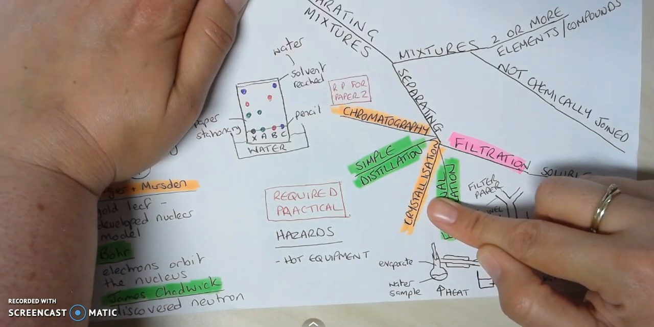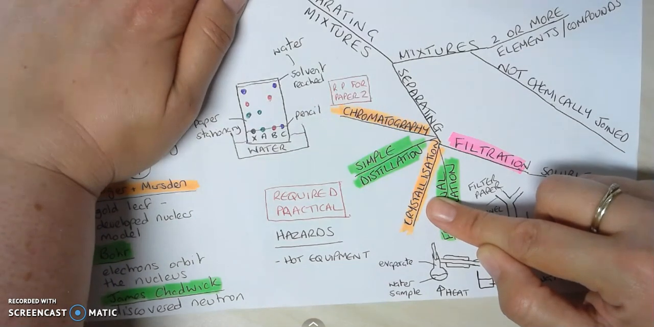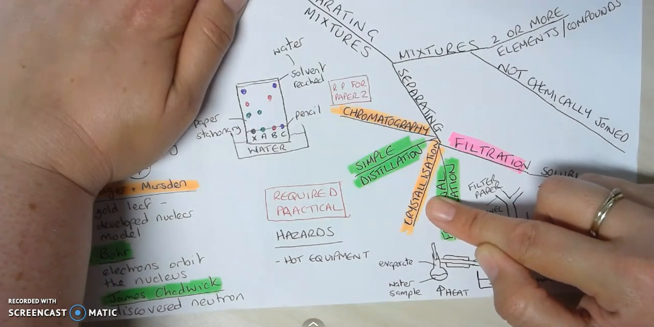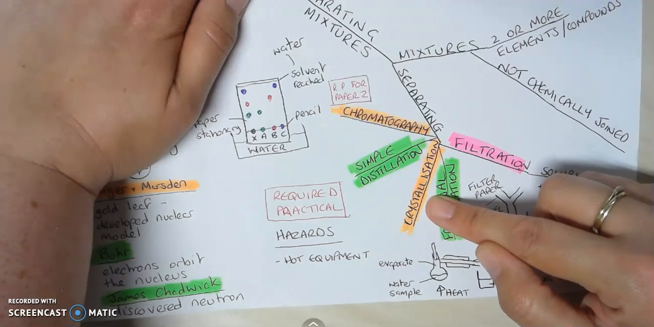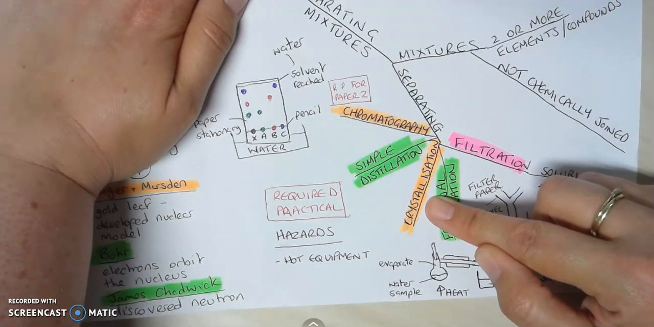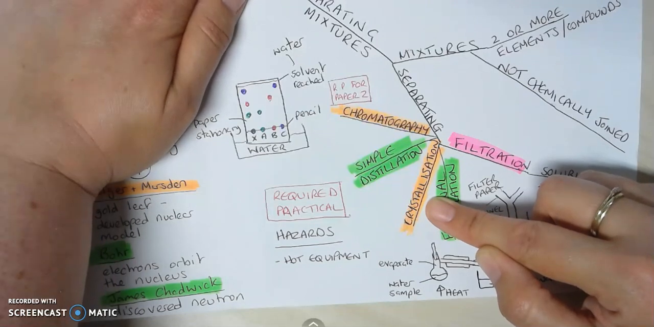Crystallisation, we use this again in a later video when we look at making copper sulfate crystals. So it's all about heating up and removing the water from the solution, but then leaving the crystals to cool down. If they cool down quickly, you make small crystals. If they cool down slowly, you make large crystals.